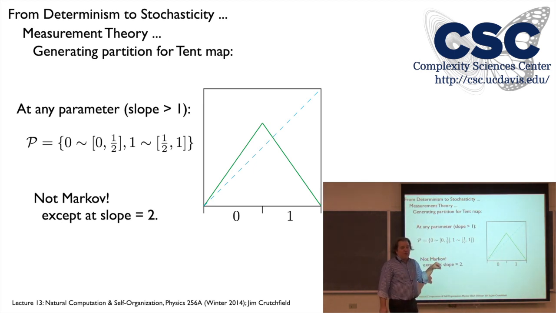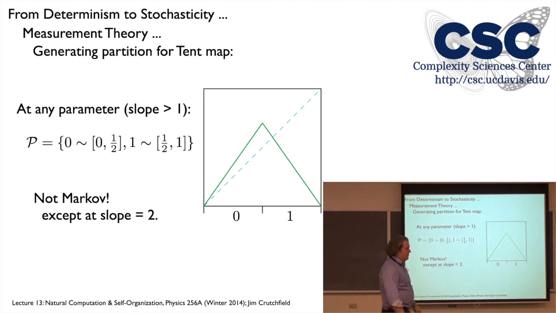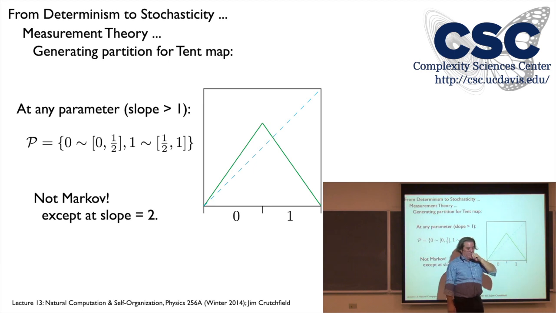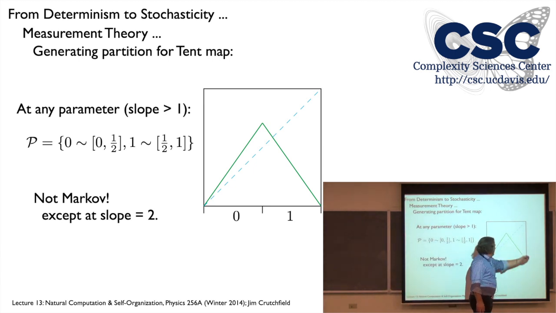And there's that SAGE interactive lab where you can put in the tent map and see that it holds for that too at different parameter settings. Basically, for any parameter setting where the slope is greater than 1, this will be a generating partition. Okay, so only Markov at slope 2.